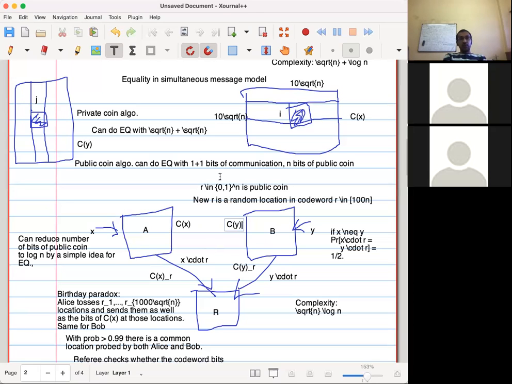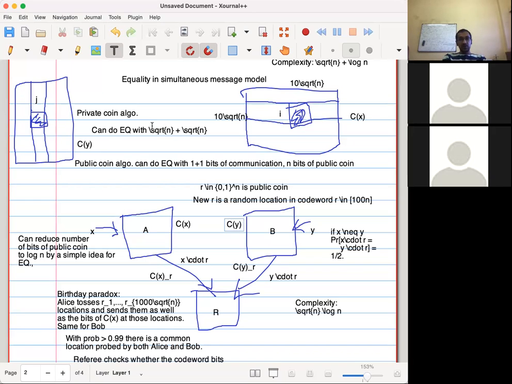What about private coin? Then we started developing ideas which would give a better private coin protocol. From 1979 till 1996, nobody knew anything better than N plus N for private coin. In 1996, Andrew Sambainis made the first breakthrough. He showed that there is a private coin protocol which can do equality with square root n plus square root n bits. And then we started developing the ideas behind that.